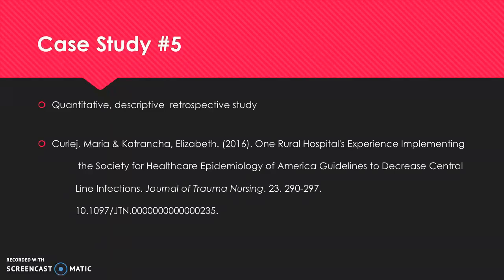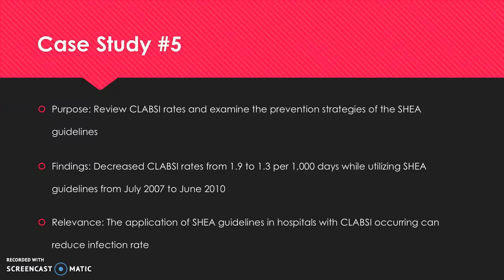Case study number 5 is a quantitative descriptive retrospective study done by Kurlje and Katranja in 2016 titled One Rural Hospital's Experience Implementing the Society for Healthcare Epidemiology of America Guidelines to Decrease Central Line Infections. The purpose of the study was to review CLABSI rates prior to and after implementing the SHEA guidelines.